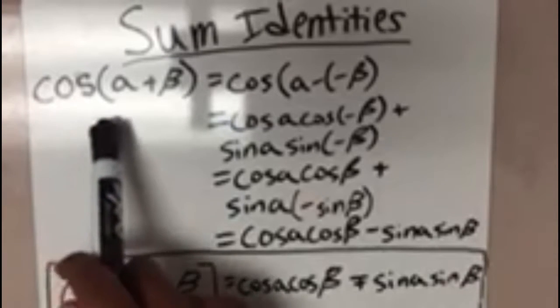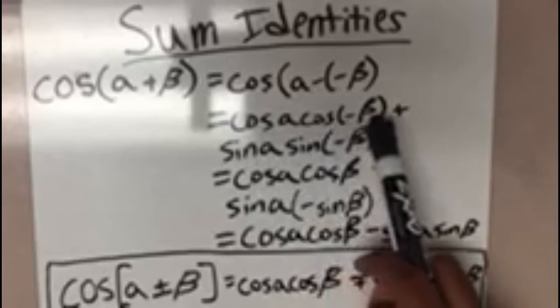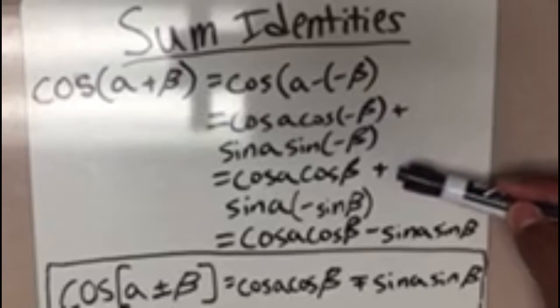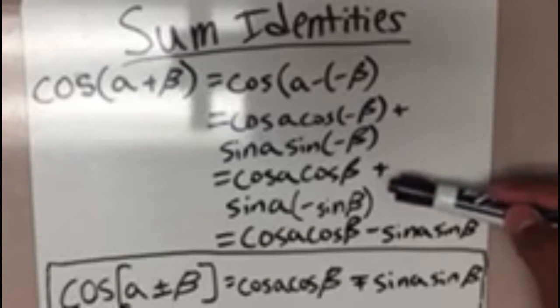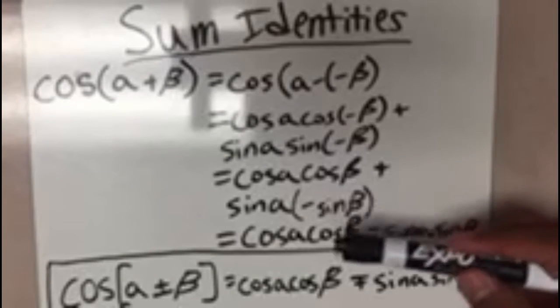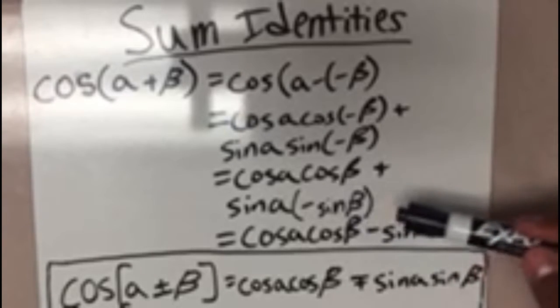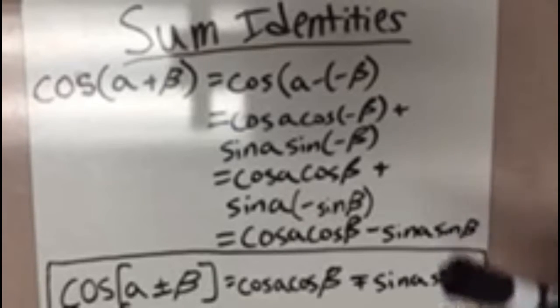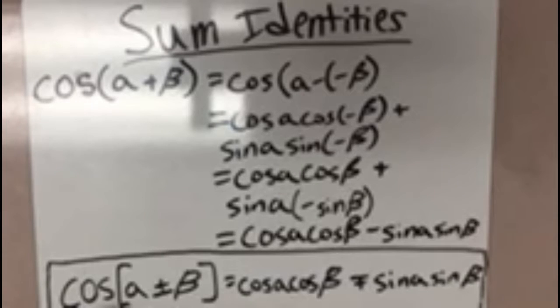You have cosine of alpha plus beta equals cosine alpha minus negative beta, which equals cosine alpha cosine negative beta plus sine alpha sine negative beta. And that equals cosine alpha cosine beta plus sine alpha times negative sine beta, which equals cosine alpha cosine beta minus sine alpha sine beta. And then, after you derive the equation, you have the sum identity for the cosine function. Cosine of alpha plus or minus beta equals cosine alpha cosine beta minus or plus sine alpha sine beta.